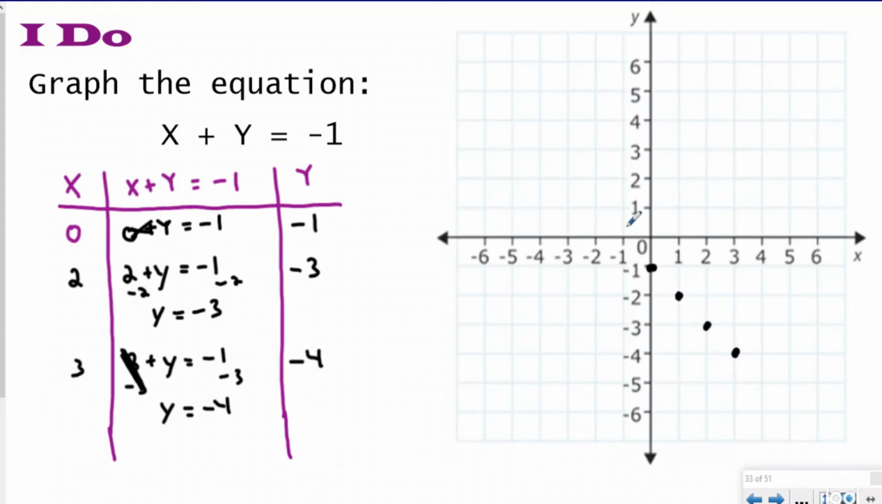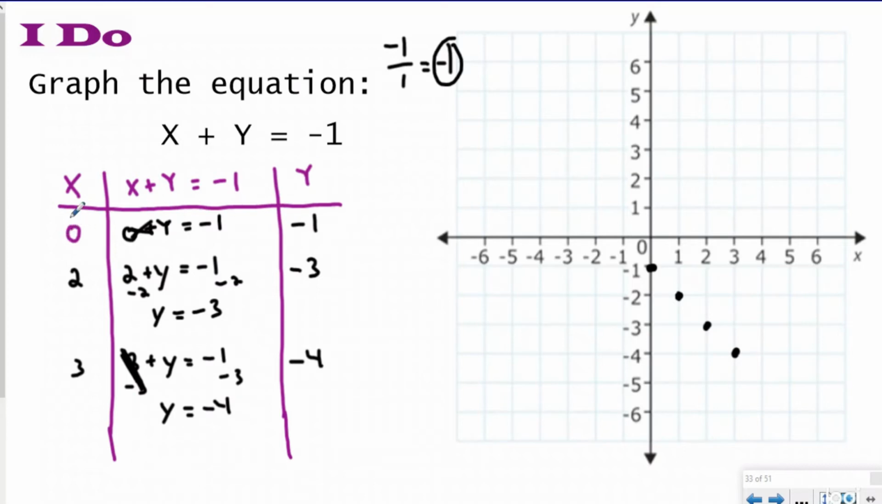So my slope for this line is going to be -1, right? Because I'm going down and going over. Going down 1, going over. So that's going to be a -1 over 1, which is just going to be -1. So this is how you graph a linear equation using an ordered pair chart.